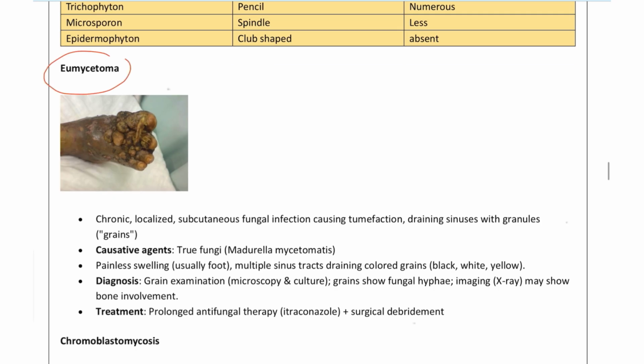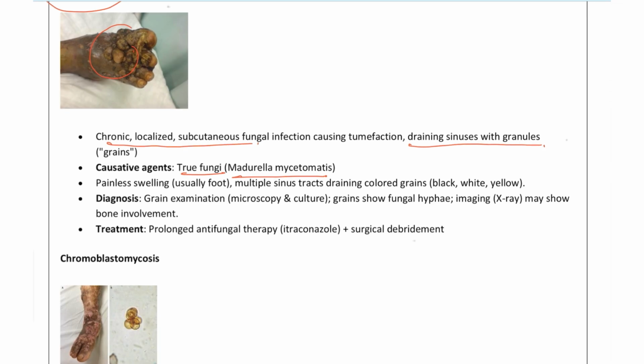Next, eumycetoma, commonly caused by the fungus Madurella mycetomatis, and also associated with Actinomyces. It is a chronic localized subcutaneous fungal infection which shows draining sinuses with granules that you are going to see from the lesion. These granules have to be examined by microscopy and culture to see whether it is fungal or something else. What is the treatment? Itraconazole and surgical debridement should be done.